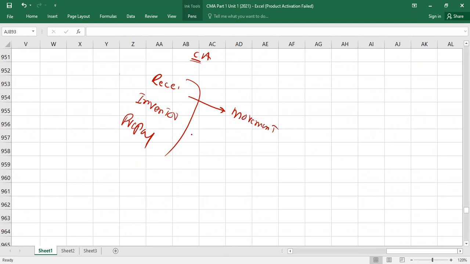Movement. For inventory, movement. For prepayments, movement. How will you get movement? Obviously, you need two years of data. You need the last year balance sheet and the current year balance sheet. For example, this is your last year. LY stands for last year, and then current year.